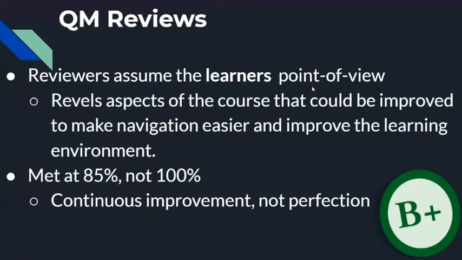Okay, so QM reviews, the reviewers assume the learner's point of view. So they go into an online class, or you could use it for a blended class if you have a like a Google Classroom set up for your face-to-face class. But right now, with this pandemic, we're all pretty much online. So the reviewers go in as a student and they look at so many different aspects of a class, and that helps make it easier for your students to use. And so there's no confusion, especially for brand new students. So by going in as a student and assuming the learner's point of view, it reveals aspects of the course that could be improved to make the navigation easier and improve the learning environment.